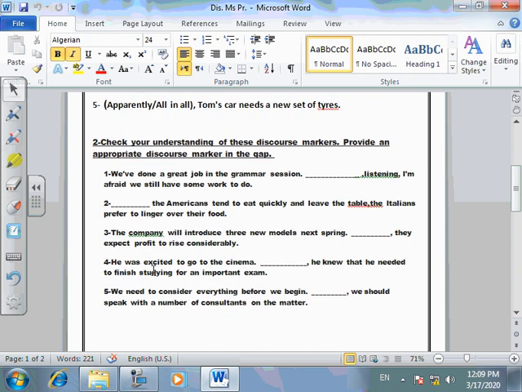Number 4, he was excited to go to the cinema. He knew that he needed to finish studying for an important exam. What's the answer here? We need to consider everything before we begin. Dash, we should speak with a number of consultants on the matter. Did you notice where I put the discourse markers? Either at the very beginning of the sentence or in the middle of the sentence. Okay? The middle of the sentence, the beginning of the second sentence with a full stop and a comma after that.